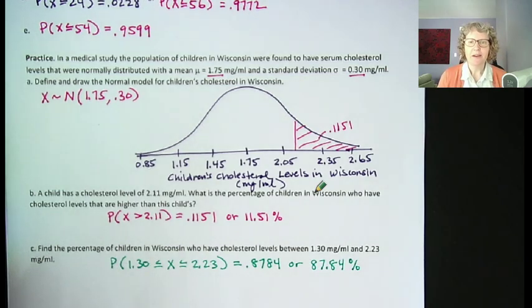Okay, so that's how you find probabilities in the normal curve using technology. So you can do this for any mean and any standard deviation. So try it out, and I'll see you in the next video.